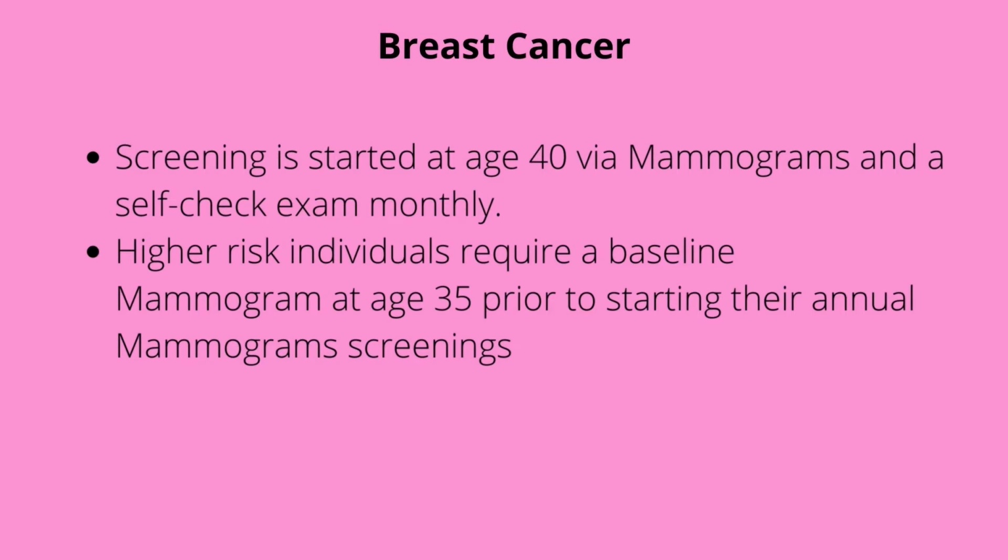So let's start talking about our female reproductive cancers, and let's start with breast cancer. With breast cancer, screening actually starts at the age of 40. And how do we do this? It's through mammograms and self-checks. And these self-checks are done monthly. But individuals who are at a higher risk, we normally obtain a baseline mammogram at the age of 35 prior to starting the annuals, which are at 40. This is also a question, so remember this.